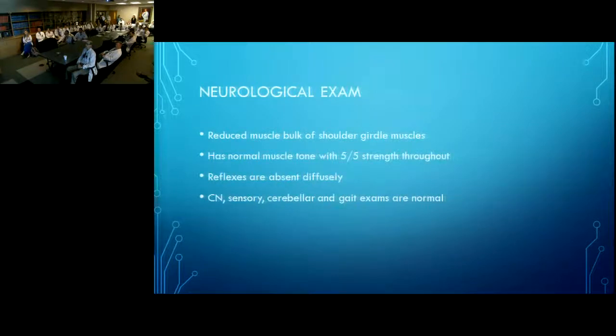On examination, he had reduced muscle bulk of the shoulder girdle muscles, but no significant scapular winging. His examination didn't really show any abnormal strength, so he had 5 out of 5 strength throughout. His reflexes were absent diffusely, but he did not have any other cranial nerve, sensory, cerebellar, or gait abnormalities.